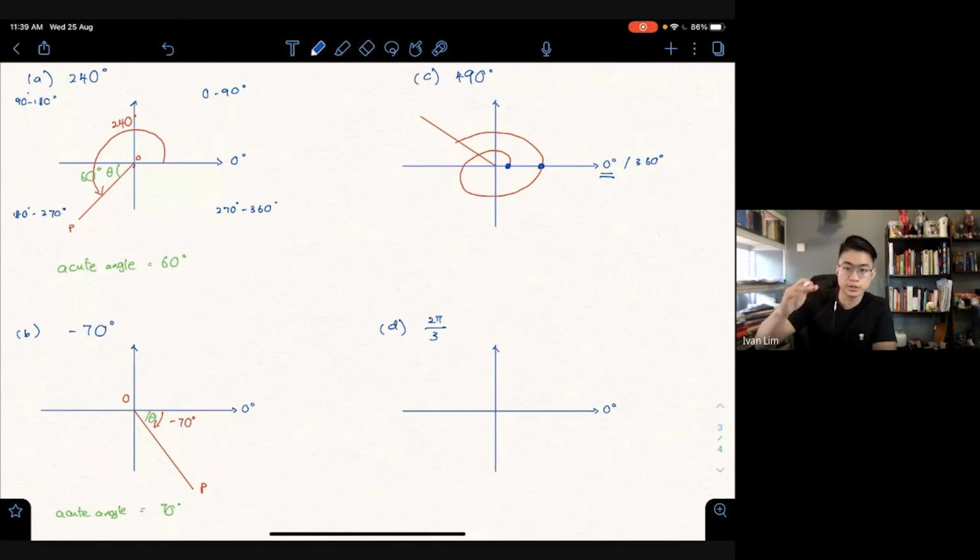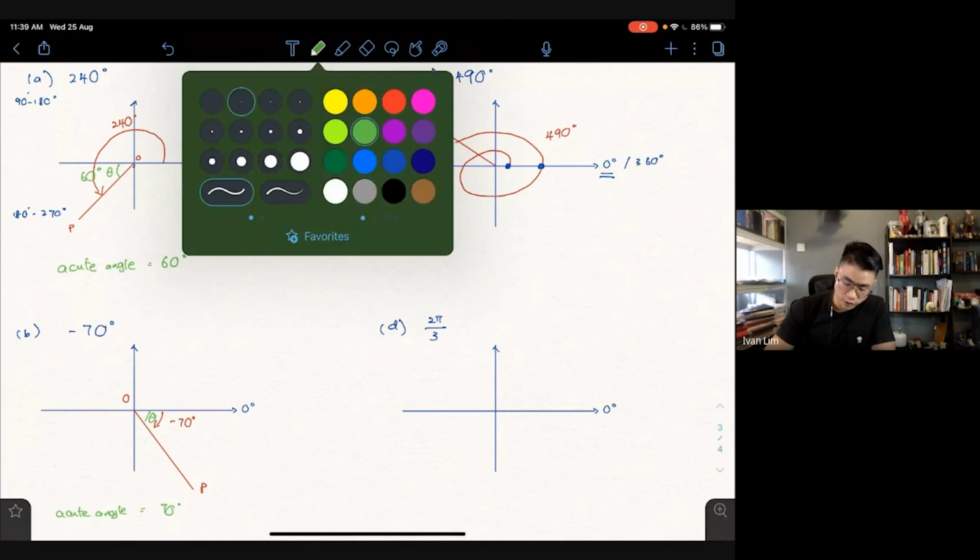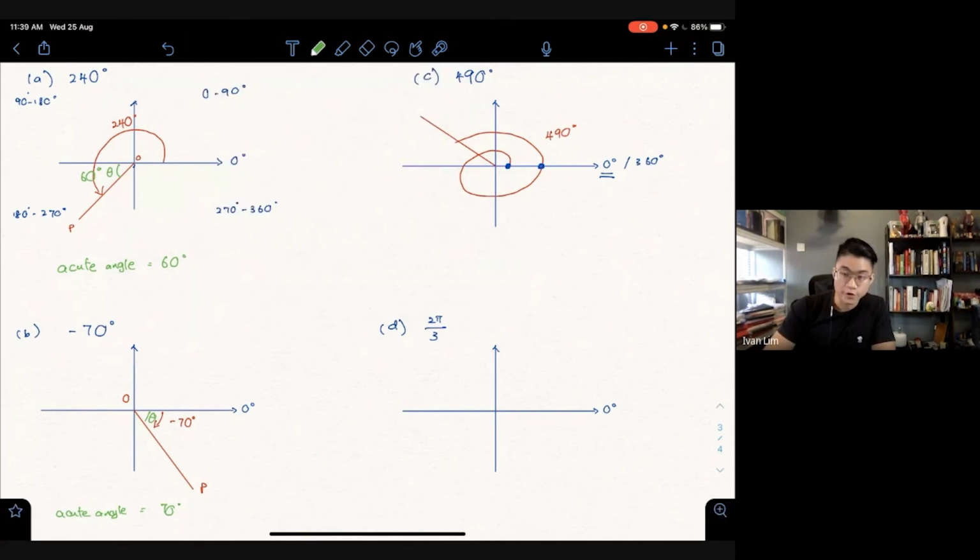So we start from 0 degrees. That means the second dot is the second time the red line intersects the x-axis point. This whole thing is 490 degrees. And what do we know about the angle? Because here to here is 130 degrees, this angle here, the theta, would be equal to 50 degrees. So the acute angle is 50 degrees.